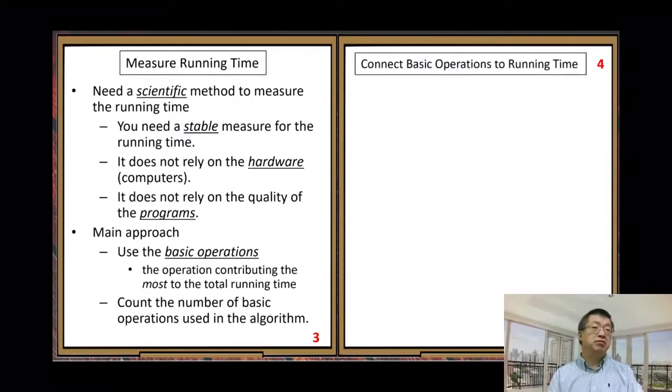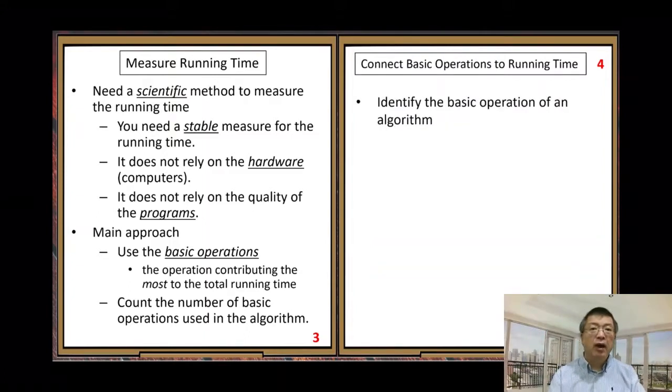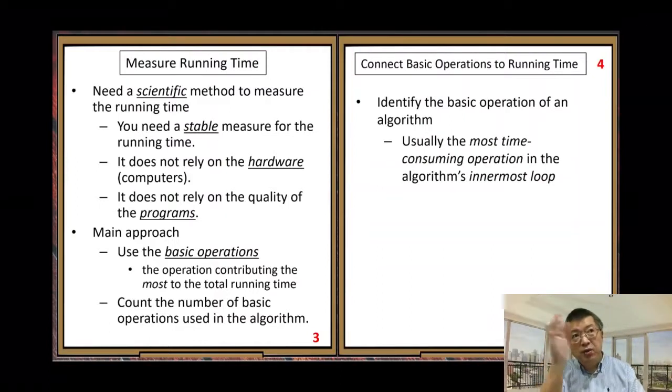Next, the connection: connect basic operations to running time. These two concepts are closely related, but they are different, so we need to understand their difference. First, we need to identify the basic operation in an algorithm. Sometimes it may not be easy. Sometimes you need to really examine your algorithm's detailed steps. There is a commonly used way to identify the basic operation: the most time-consuming operation, which we know is in the algorithm's innermost loop.